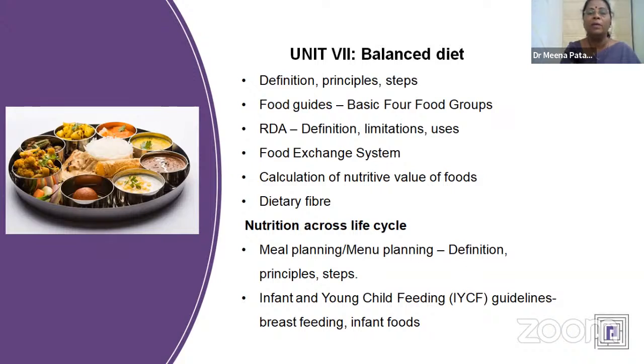What is their definition? What are the limitations? What are the uses? This is very important, girls, or even the boys. Food exchange system, calculation of nutritive value of foods, and dietary fiber. This chapter or this unit is very, very important. So when your teacher is teaching, you kindly pay attention. Nutrition across life cycle, meal planning or menu planning as we call it. What is the definition, principles and steps, and infant and young child feeding guidelines, breastfeeding and infant foods.